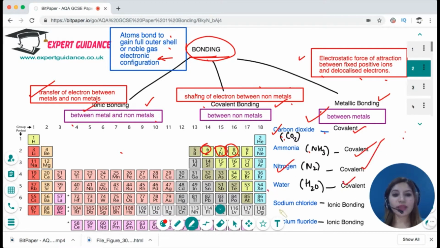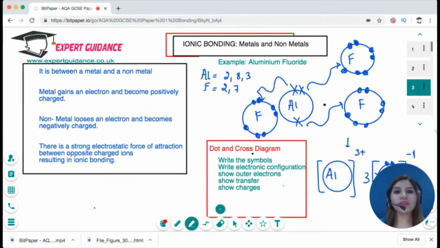Water is covalent. Sodium chloride is sodium, which is to the left side, and chlorine, which is to the right side, so this is ionic. Calcium fluoride is ionic. So just by looking at the formula, you can say whether it's ionic, covalent, or metallic bonding. Now, what is ionic bonding?